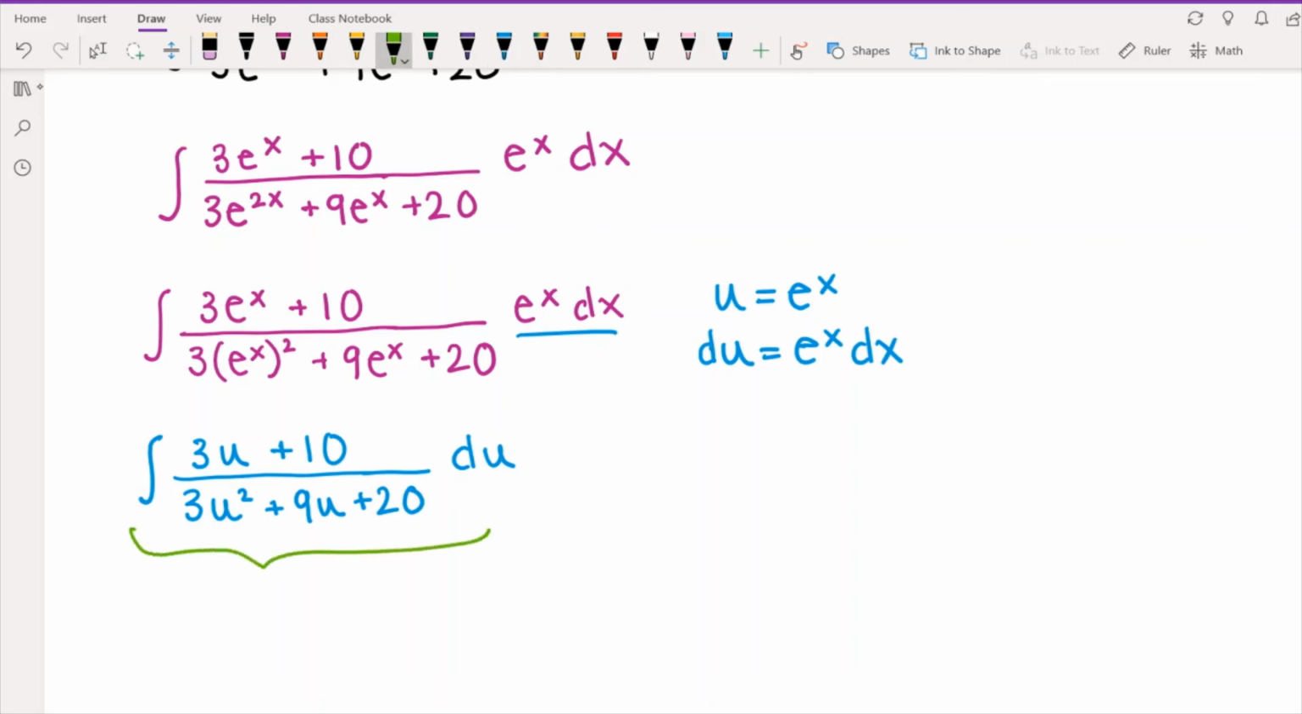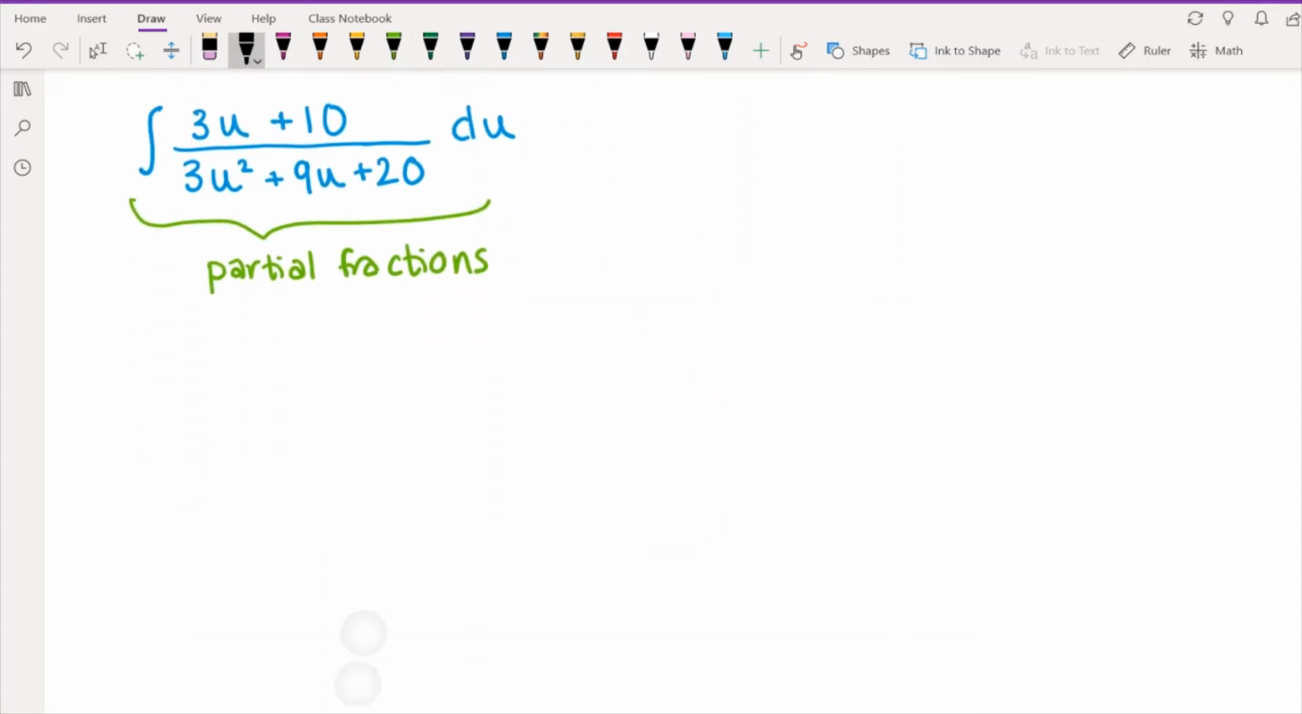And so this example is actually from one of your worksheets. I think it was the worksheet from the first video about partial fractions. And so it would go exactly like that. And then the only change you'd have to make is at the very end, you would have to put back in e to the x instead of u. All right, next example.